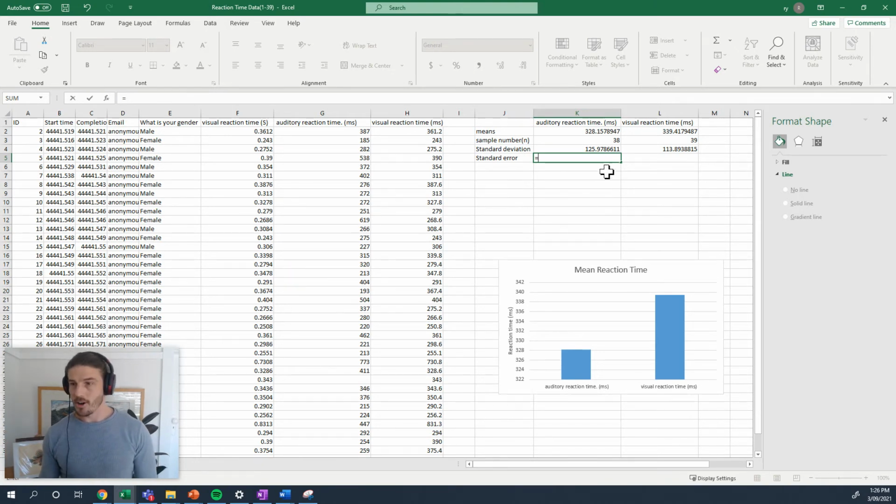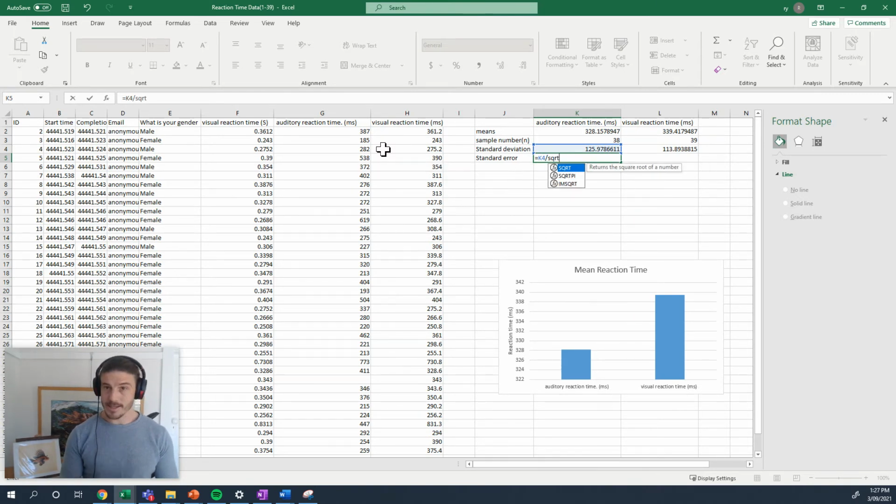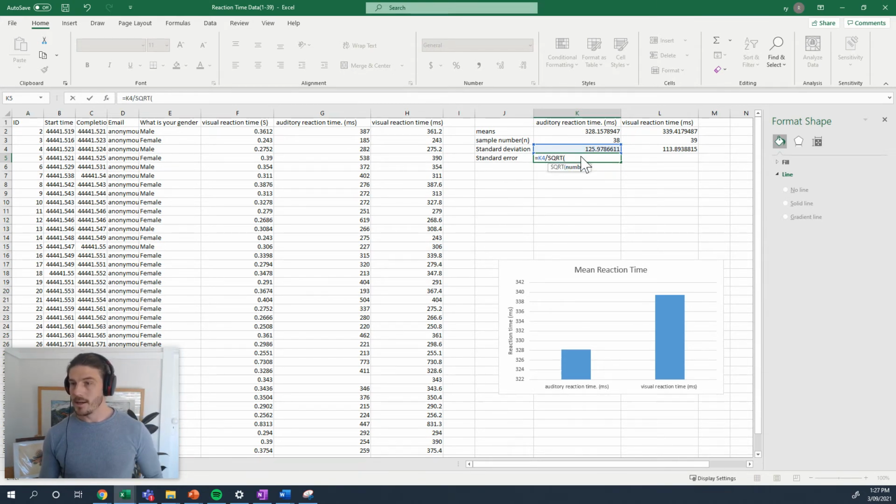So standard error is the standard deviation. So I click on standard deviation, K4, and I divide it by the square root. So SQRT, that is a square root in Excel, the square root of the number of samples.